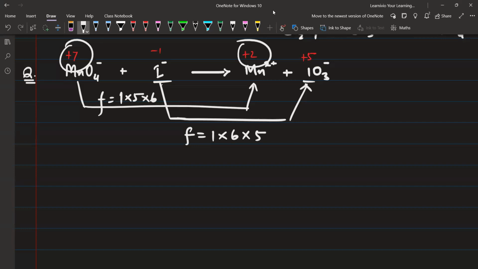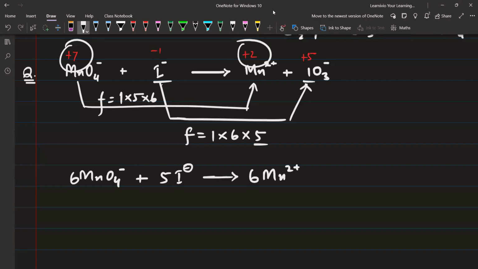So our equation will become 6 MnO4 negative plus, I have to multiply 5 in the iodide ion, so 5 I negative, gives 6 multiplied in Mn2 positive is 6, and iodide will be 5IO3 negative. Now we need to balance the charges.